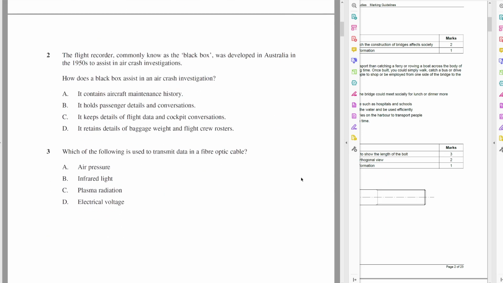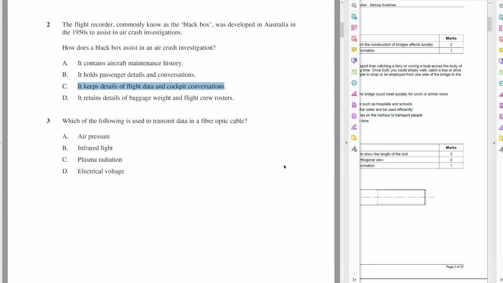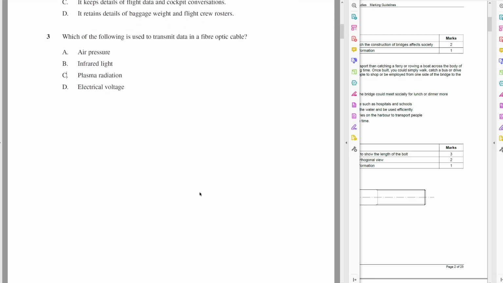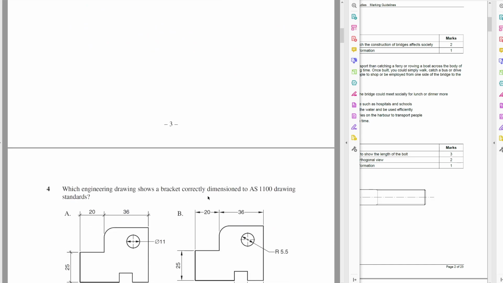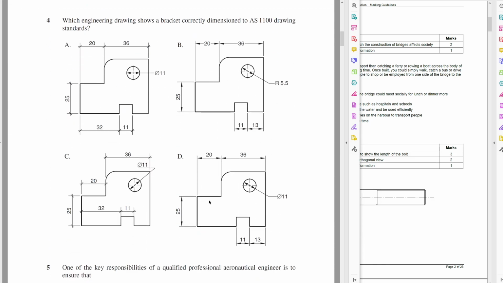The next one is about black boxes. The only question conceivable is that it keeps the flight data and cockpit conversations. You can make this question much harder. The same thing about fiber optic cables. The only answer that mentions light is B, infrared light. Again, you could ask a much more difficult question that asks why you use infrared light. I've included some information about that in my Google Classroom.